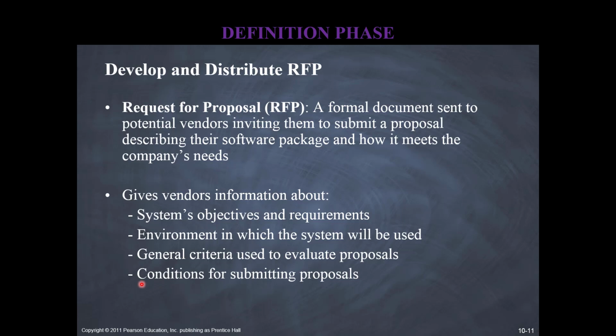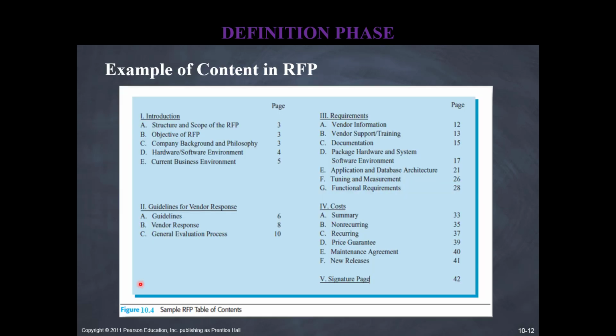In other words, who is qualified to submit a proposal, or what needs to be done so that the proposal is accepted. A typical outline of an RFP document is listed here. So, introduction: you tell a little bit about the structure and scope of this document, the main objectives. You will give some background information on your company from a business standpoint. You'll give information about the business environment or industry where the company operates, and also information about existing IT infrastructure, meaning existing hardware, software, and networking components.